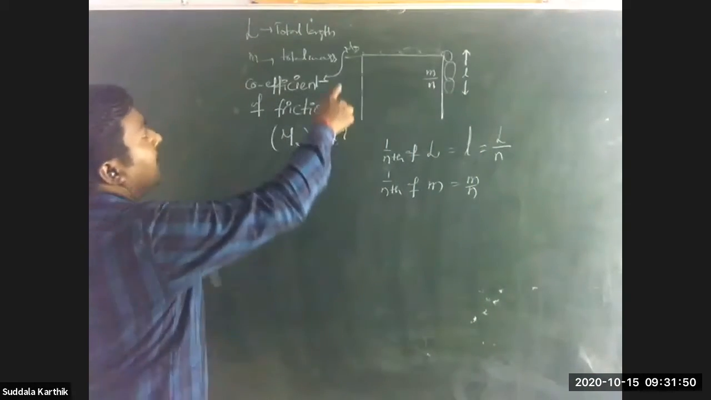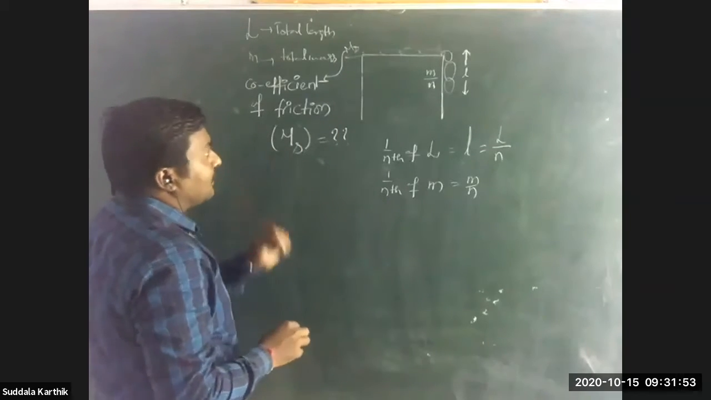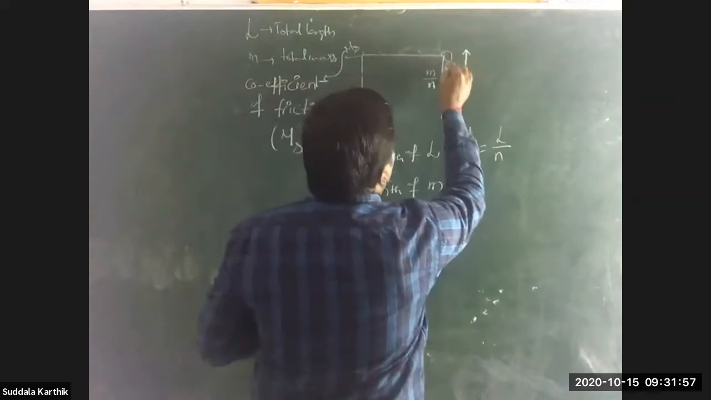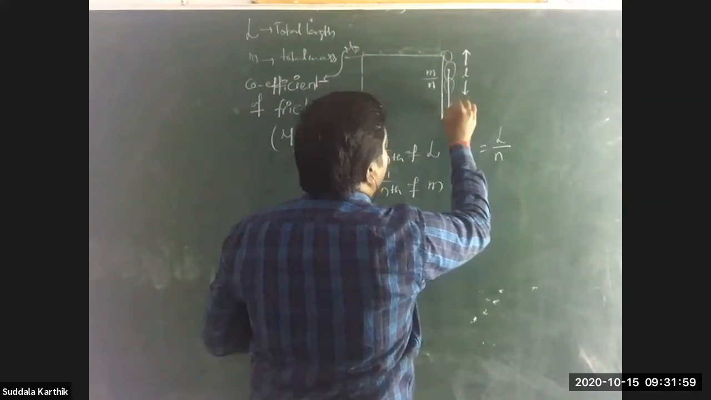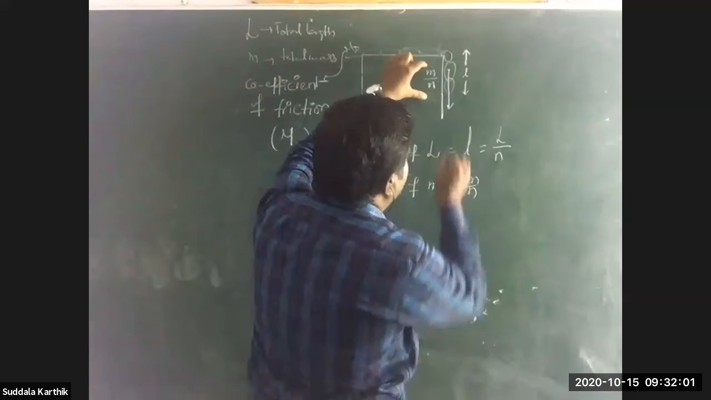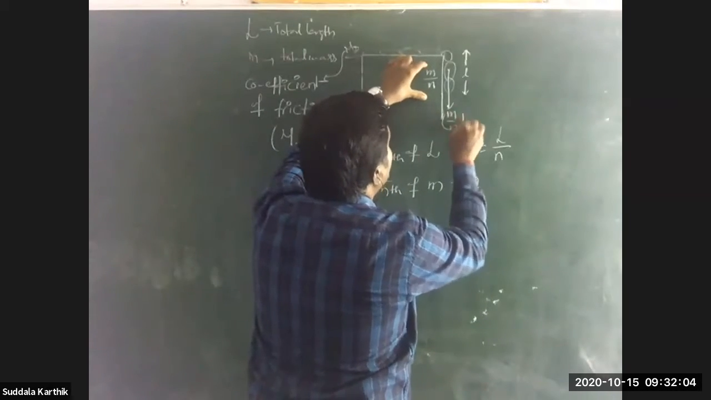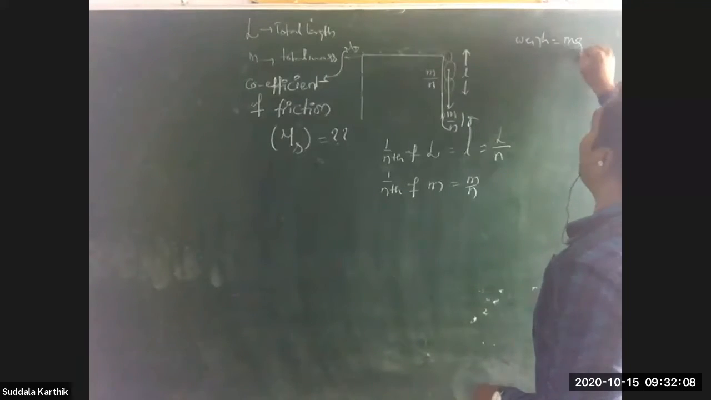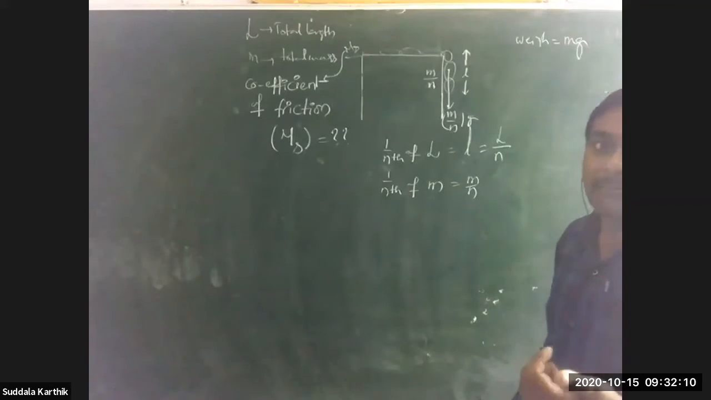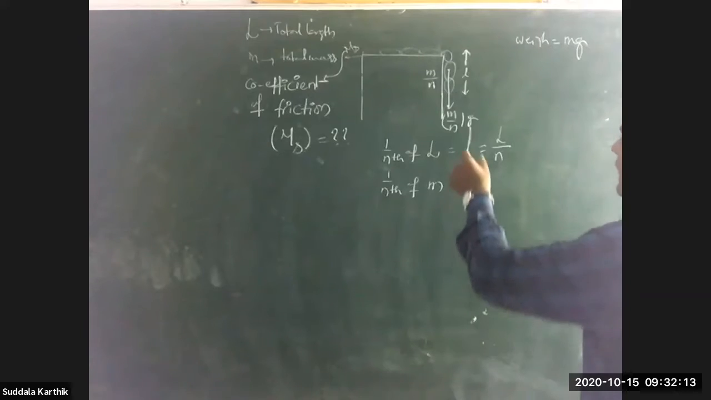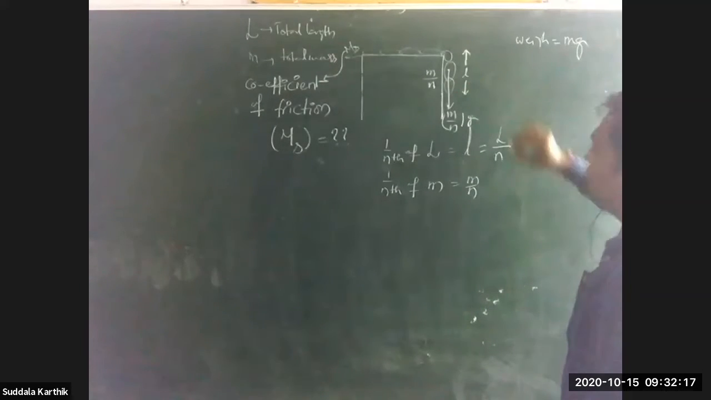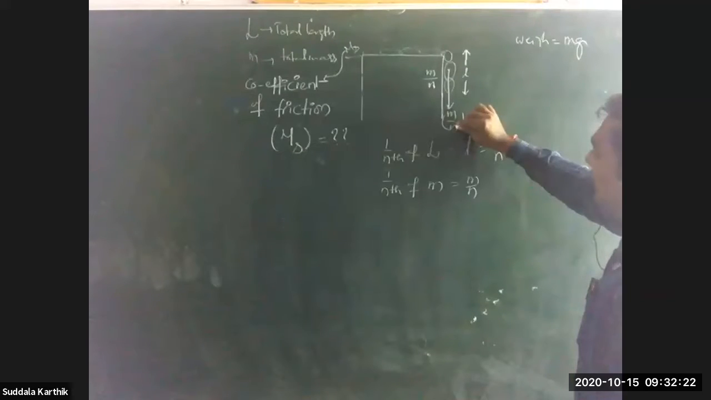Then what is the coefficient of friction? That is the question. For that purpose, first of all, the weight of the hanged part. The mass of the hanged part is m by n, into g. Generally, the weight of a body is nothing but mg, mass into acceleration due to gravity. So this is m by n into g.